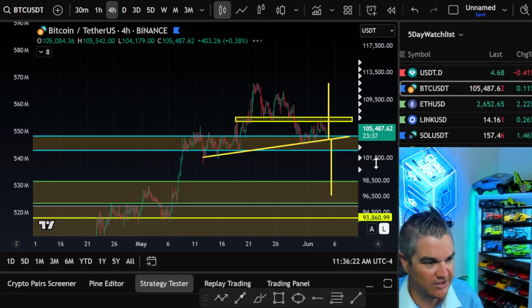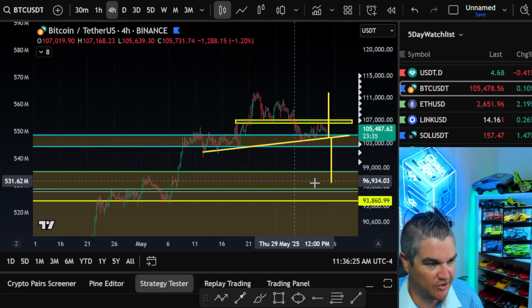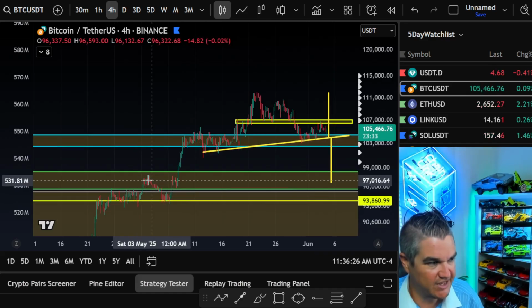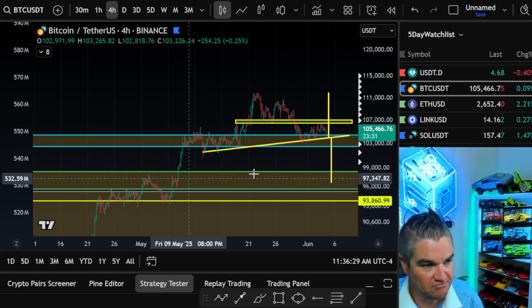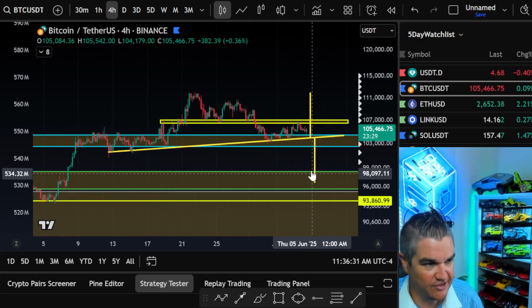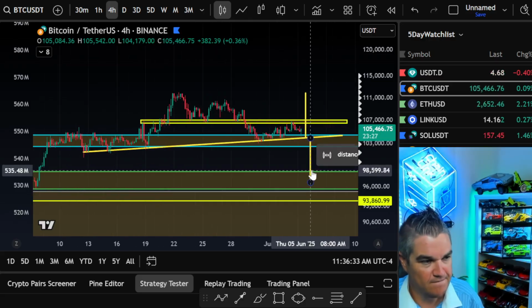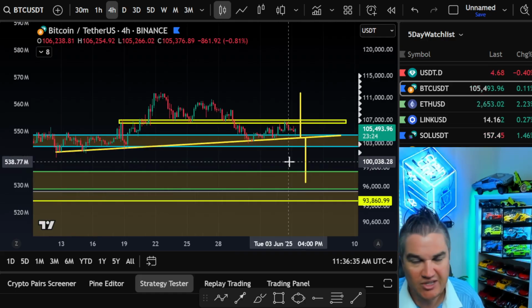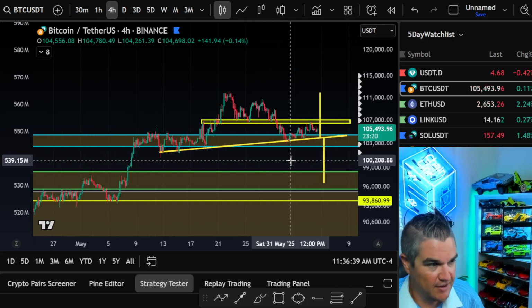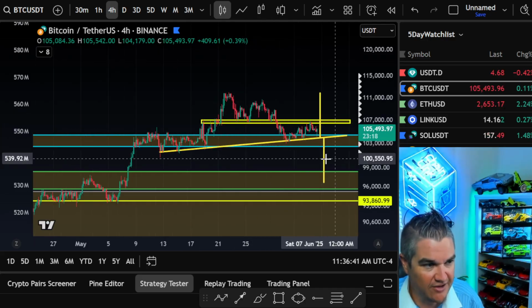Well, let's zoom out and see where that would take us. Well, right to our green zone. Previous kind of range highs would make sense. We could do that. On the weekly perspective, it might just look like a wick, which I would anticipate, at least for now. But this doesn't have to play out at all.